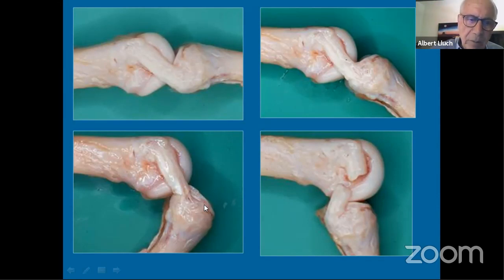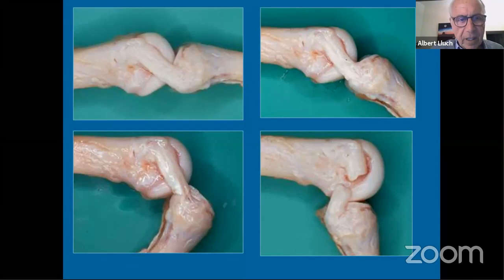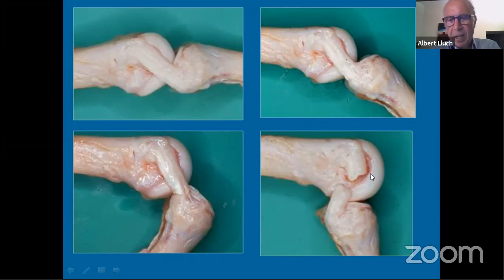And I could even flex it because the patient, well, it was not the patient, unfortunately, he was a cadaver. But here we can see that there was no gliding of the articular surfaces. But when I cut the collateral ligament, then I could put the joint in congruity with the head of the metacarpal.